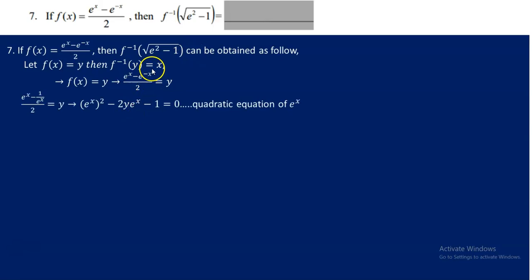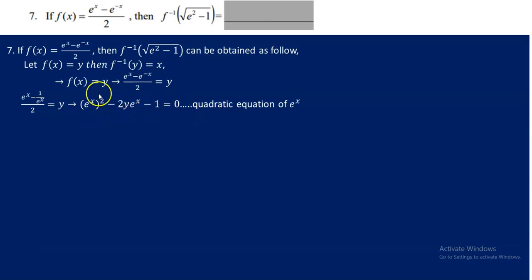So e to the power of x minus e to the power of minus x, which is 1 over e to the power of x, divided by 2 is equal to y. From this, e to the power of x the whole squared can come, because you can take the LCM. The least common multiple of the denominator is e to the power of x. So e to the power of x times e to the power of x is e to the power of x the whole squared, minus 1. You can multiply the whole by e to the power of x, then e to the power of x the whole squared minus 2y e to the power of x minus 1 equal to 0 can come.